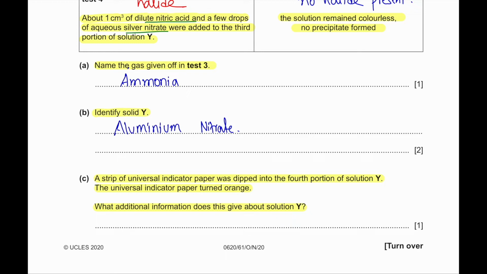Since the indicator paper has turned orange, and universal indicator paper turns orange when there is a presence of weak acid, orange indicates weak acid. So we can say that this particular solution is (weakly) acidic. The word weakly is in brackets because you may or may not write it, and it's fine.